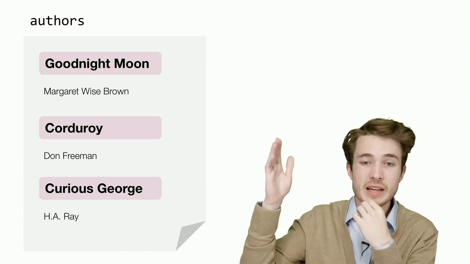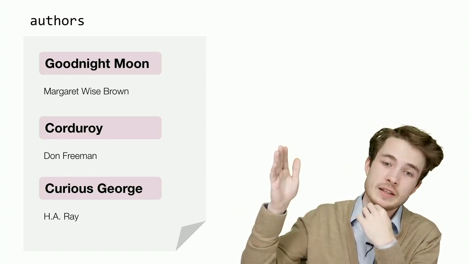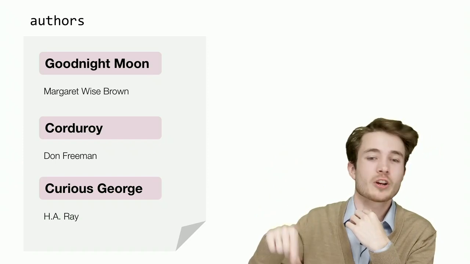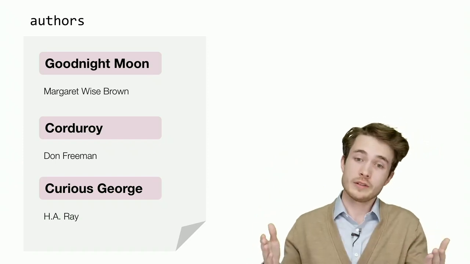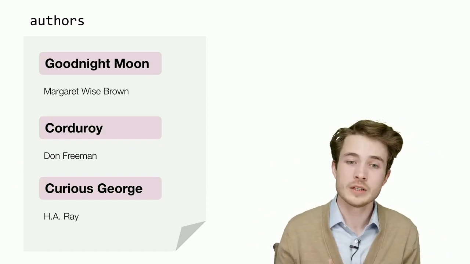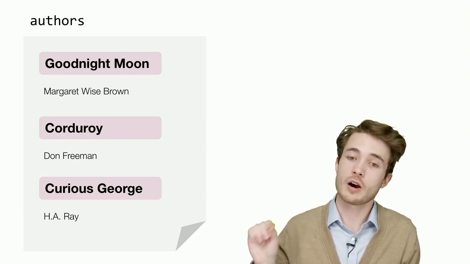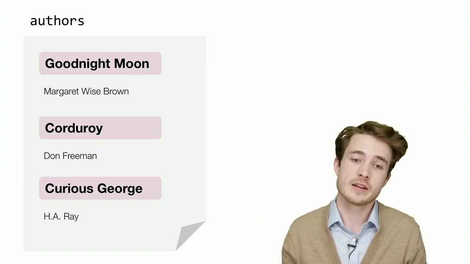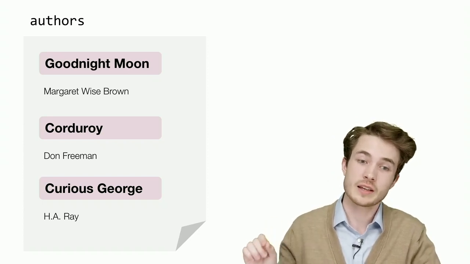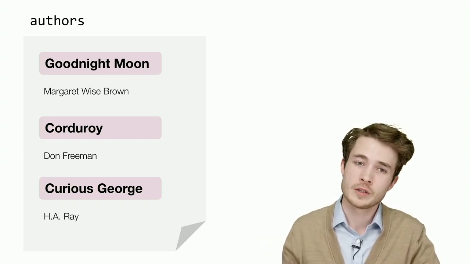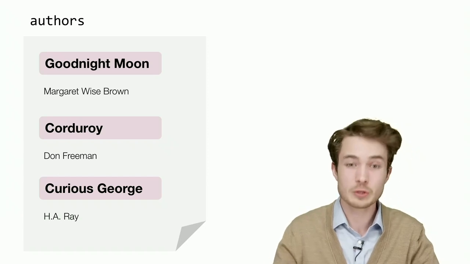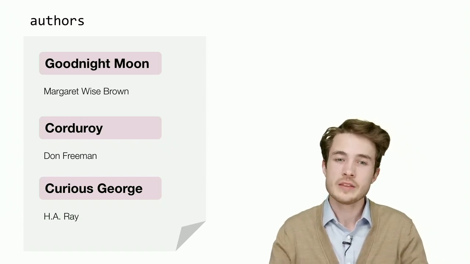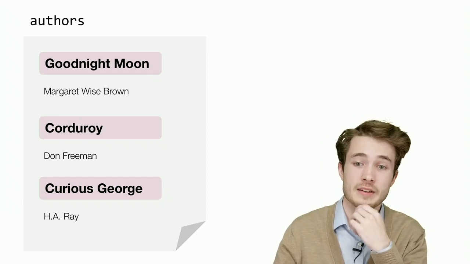So maybe Goodnight Moon is one of our keys, and the value associated with that key is Margaret Wise Brown. Or Corduroy, that's our key, the book title, is now associated with the value Don Freeman, that author there. And Curious George is associated with H.A. Rey, where we have Curious George as the key and H.A. Rey as the value. So what this gives us is this ability to look up, like in a dictionary, the actual author of some piece of text, given the title.